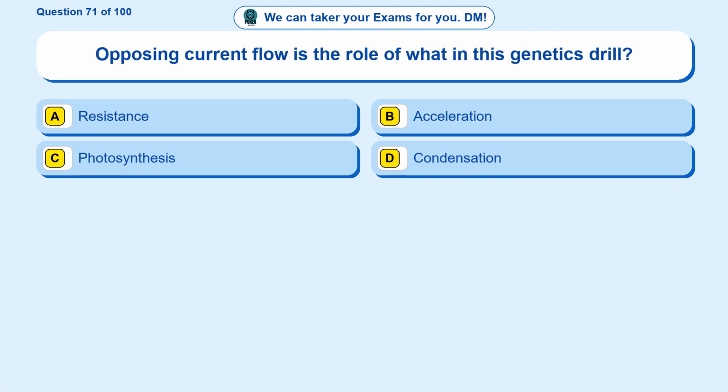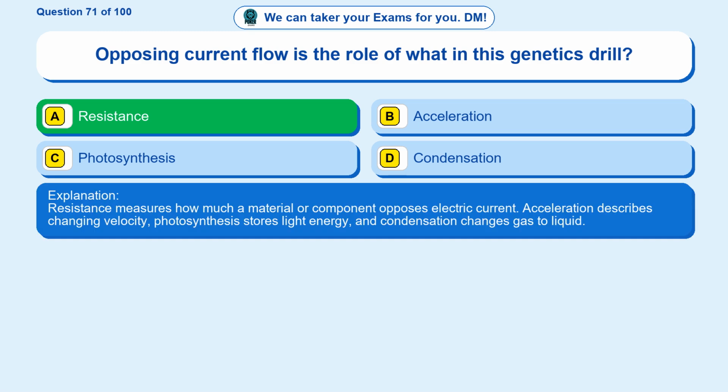Question 71. Opposing current flow is the role of what in this genetics drill? Option A, resistance. Option B, acceleration. Option C, photosynthesis. Option D, condensation. The correct answer is option A. Resistance. Resistance measures how much a material or component opposes electric current. Acceleration describes changing velocity, photosynthesis stores light energy, and condensation changes gas to liquid.